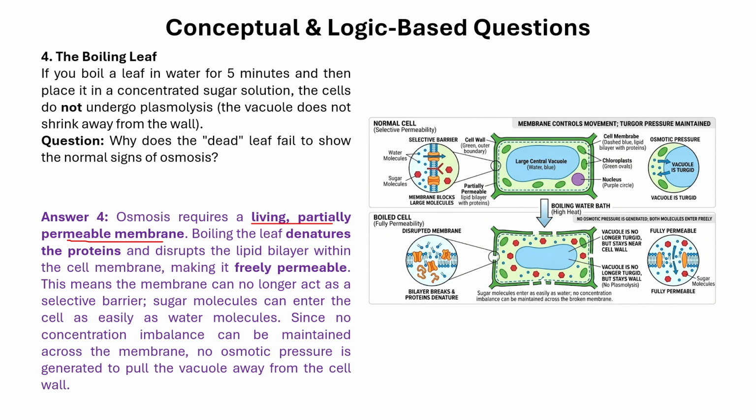It means the membrane can no longer act as a selective barrier, and sugar molecules can enter the cell as easily as water molecules because there is no barrier. Since no concentration imbalance can be maintained across the membrane, no osmotic pressure is generated to pull the vacuole away from the cell wall. That is the reason the leaf does not undergo plasmolysis.